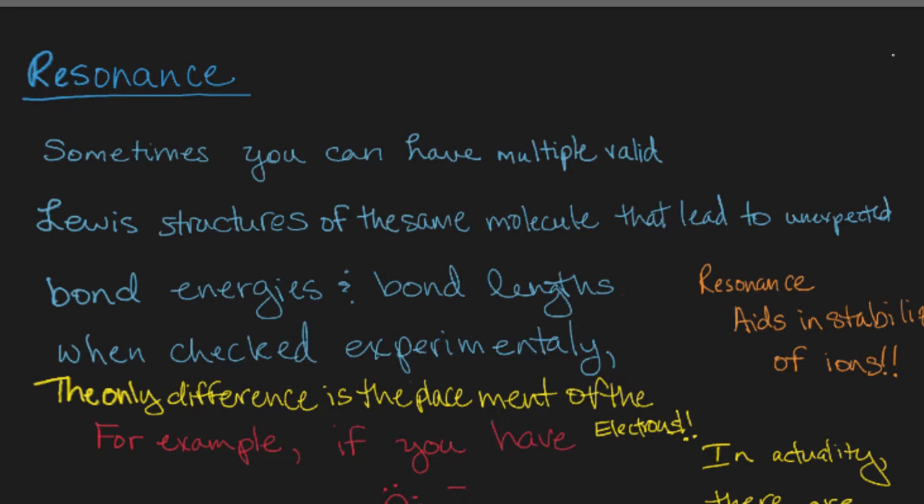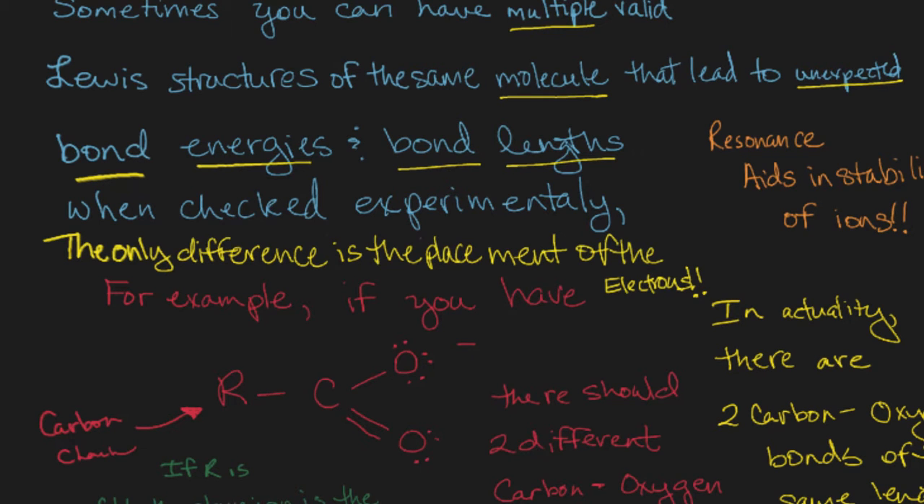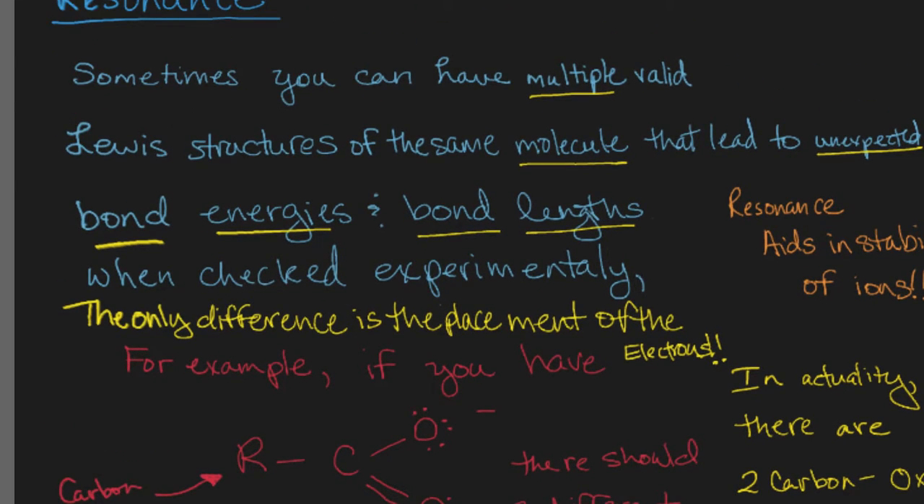What is resonance? Well, sometimes when you're drawing Lewis structures, you can have multiple valid Lewis structures of the same molecule. When we have these multiple Lewis structures, they lead to unexpected bond energies and bond lengths, right? We know the length of a single bond and a double bond between a carbon and oxygen, for instance. And the main difference between these resonance structures or these valid Lewis structures is the placement of these electrons, okay?